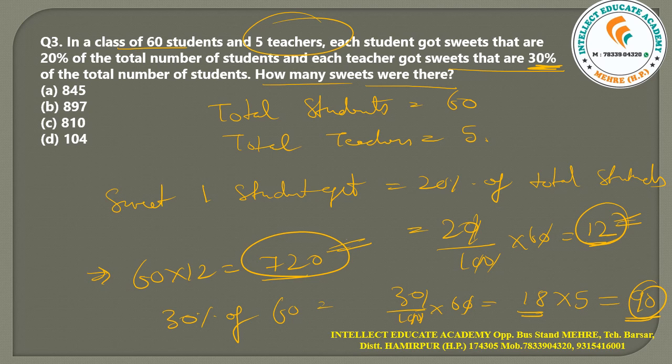So what is the total number of sweets that were distributed? 90 plus 720. So 90 plus 720 is how much? This is 0, this is 9 plus 1 is 10, 7 plus 1 is 8. So 810 sweets. So C will be our answer.